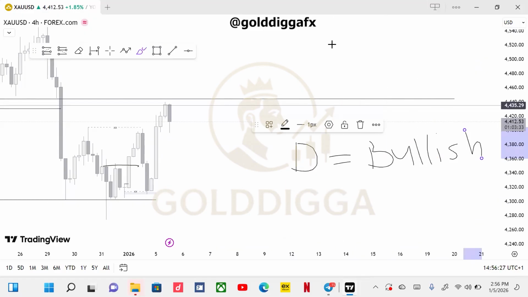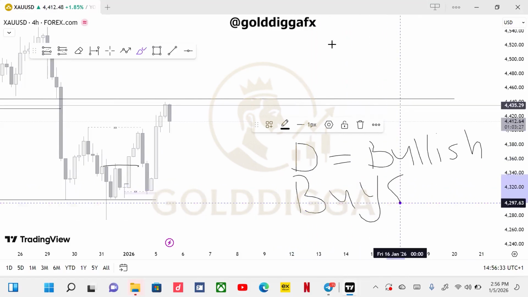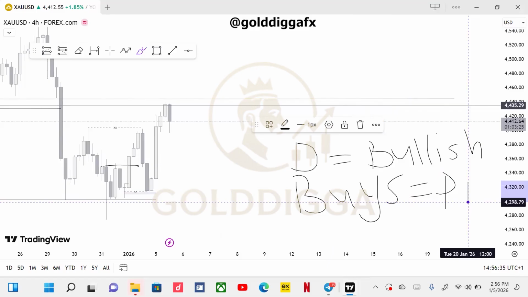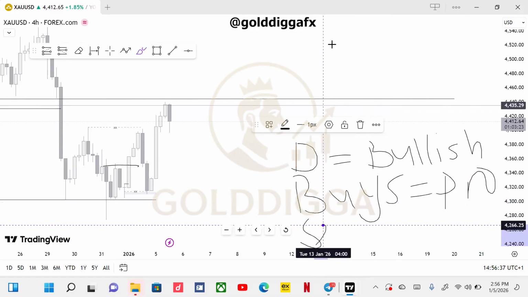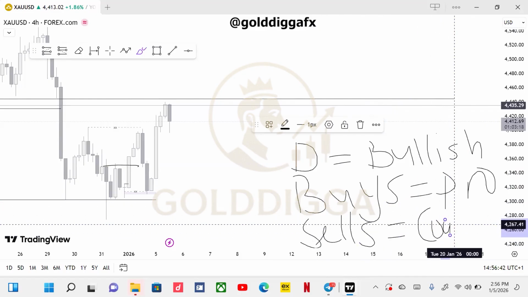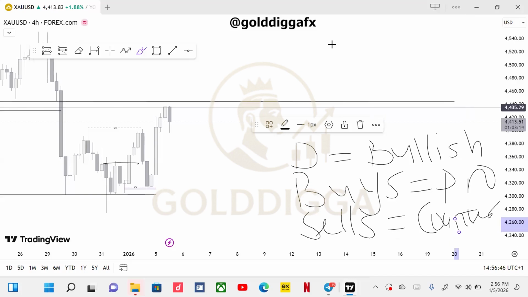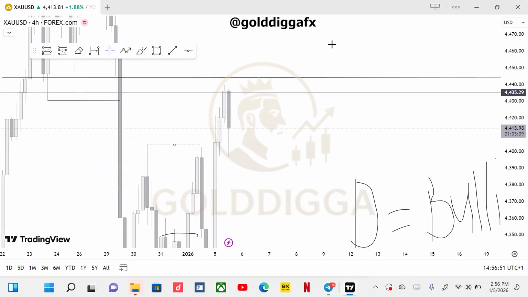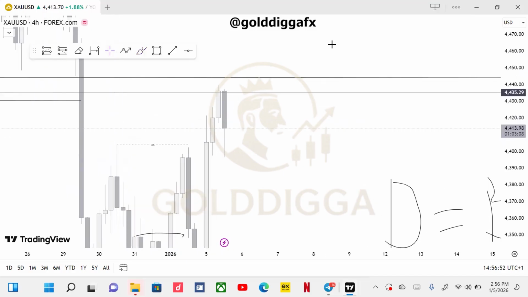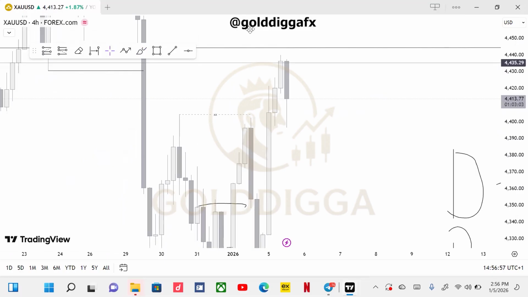Now, if the daily storyline is bullish, buys are pro trend. Sells become counter trend, because you're trying to counter the storyline. So since the daily is in a bullish storyline, and I'm selling.